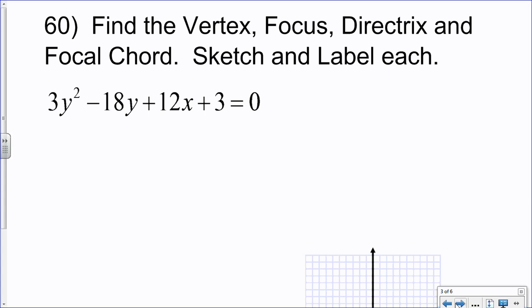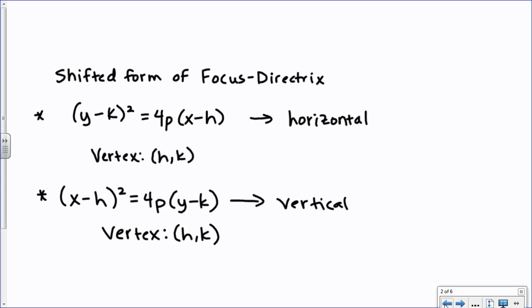So which one is squared, the x or the y? The y. So that's what I want to complete the square on. So I'm going to keep the y terms on the left, and I'm going to move the 12x and the 3 to the right, because I'm not completing the square there. So I'm wanting it to look, you know, like one of these.